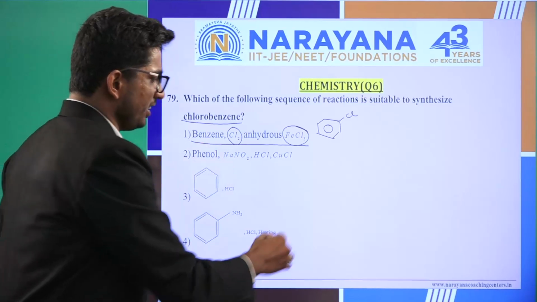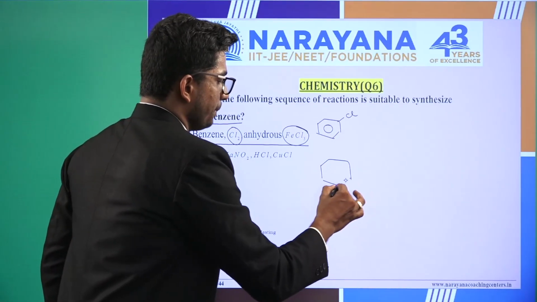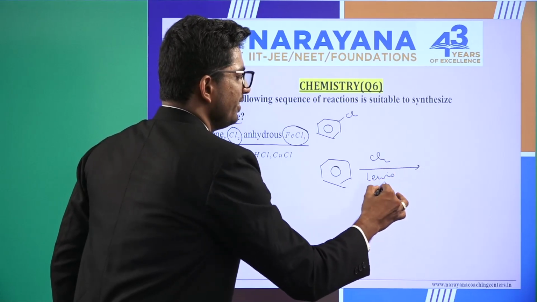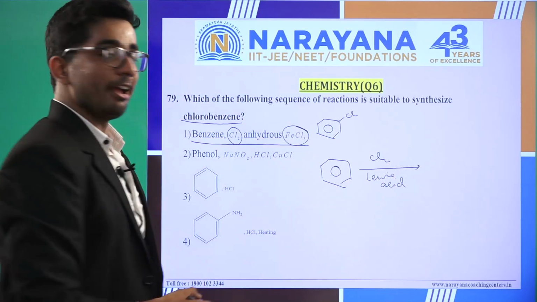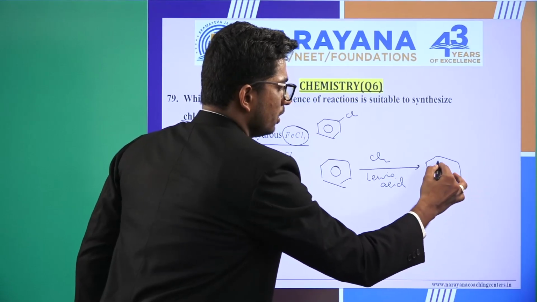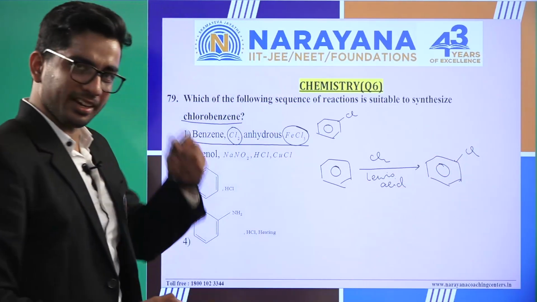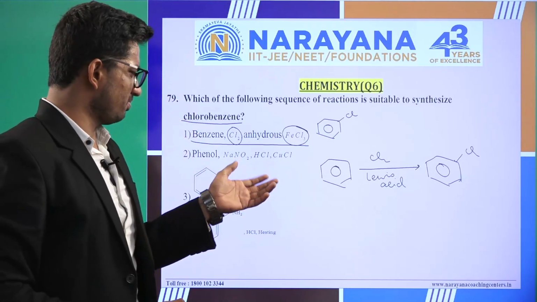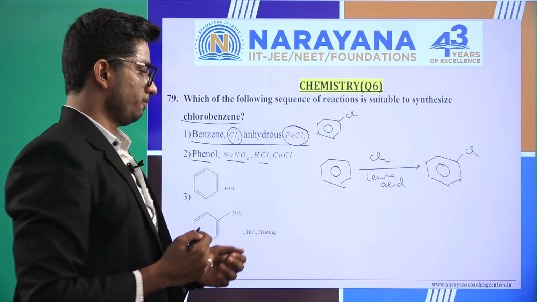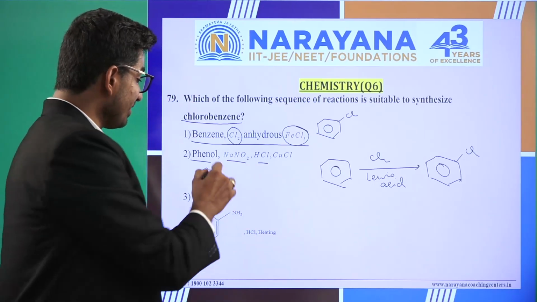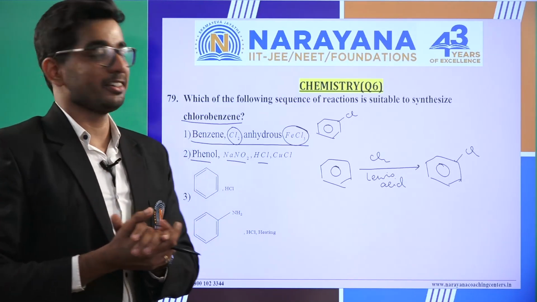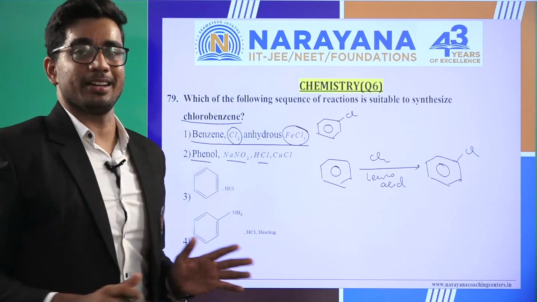So here we have benzene, and we take chlorine with some Lewis acid. Here the acid is FeCl3, ferric chloride. So that is definitely going to give you chlorobenzene. So that is correct. That seems to be the right method. Let's check another one. Phenol with NaNO2, HCl and then CuCl. No. Phenol with NaNO2, no. If you want to prepare a diazonium ion, then it should have been aniline. So this cannot be correct.